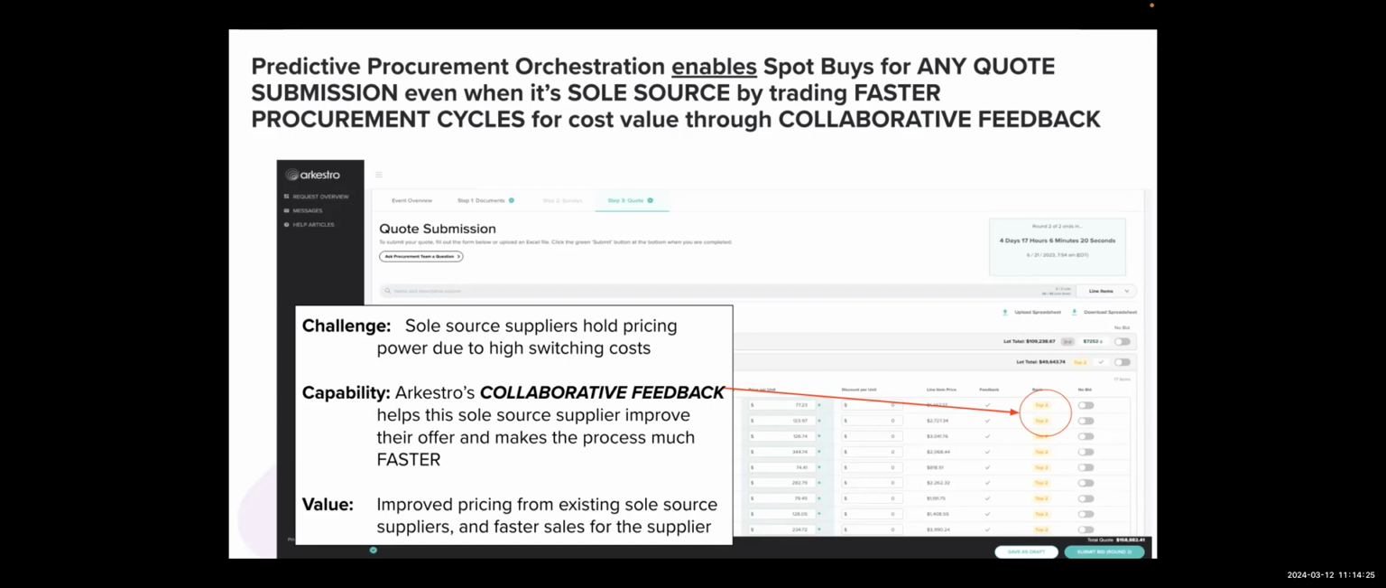It effectively starts the negotiation at the end state, or turns the process on its head, by enabling collaborative feedback to make this a true win-win. Because what do suppliers want? They want faster procurement processes, more predictability in their sales cycles, and more efficiency in terms of knowing when they're going to be able to commit the demand.